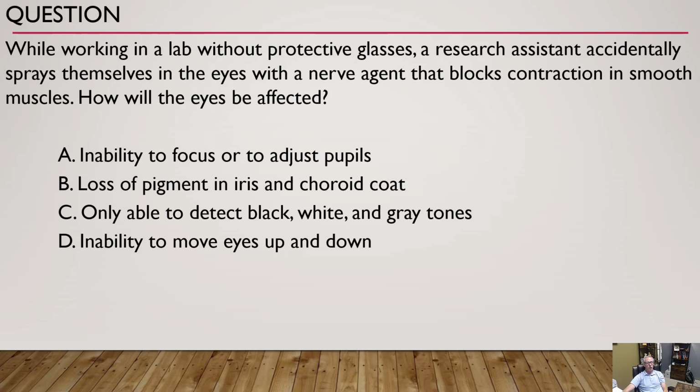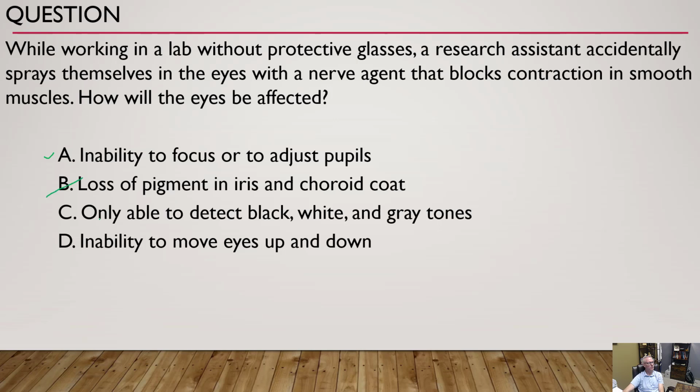All right, so while working in the lab without protective glasses, a research assistant accidentally sprays themselves with a nerve agent that blocks contraction in smooth muscles. How will the eyes be affected? Inability to focus or to adjust pupils, maybe. Loss of pigment in the iris or choroid. So loss of pigment, that's because of melanocytes.